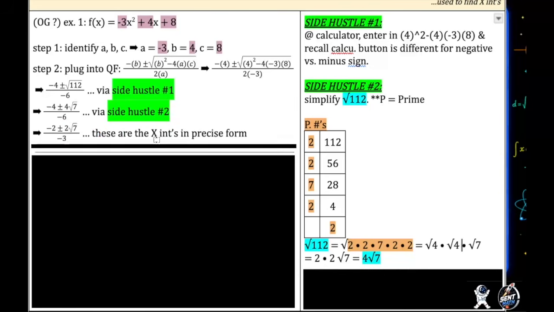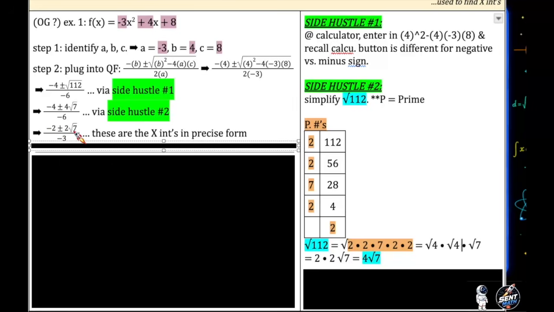Okay, so 4 divided by 2 gives you 2. 4 divided by 2 gives you 2. 6 divided by 2 gives you 3. And this right here is your answer in precise form, which is the same thing as saying this is your x-intercepts in precise form.